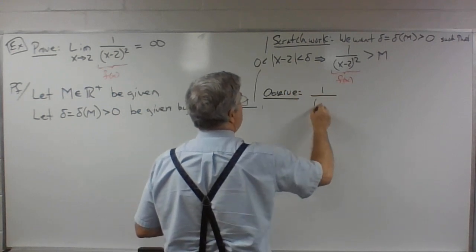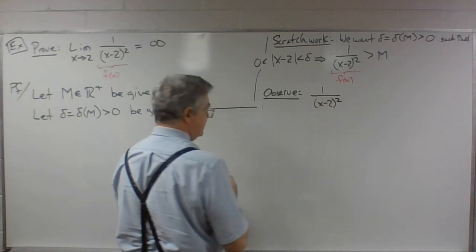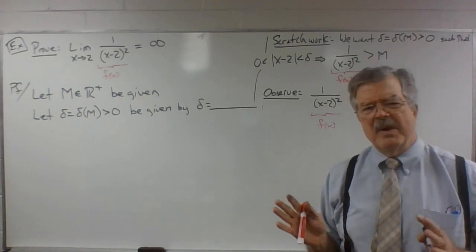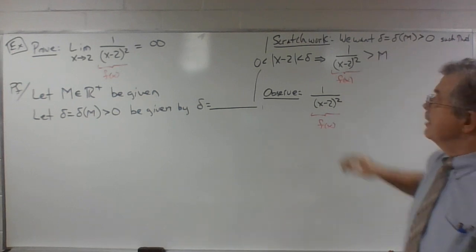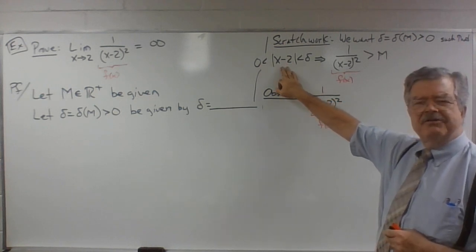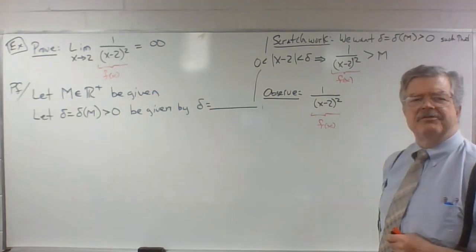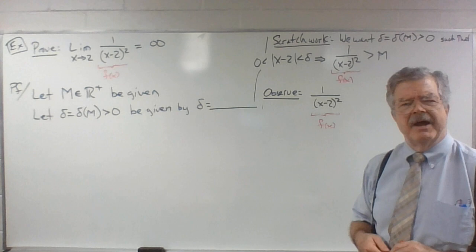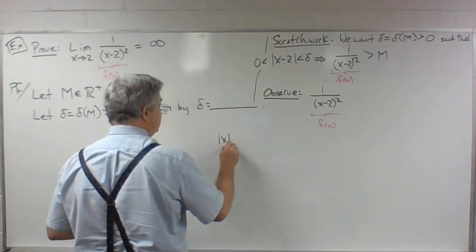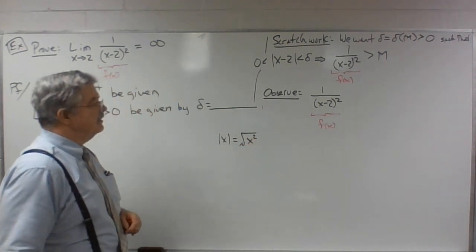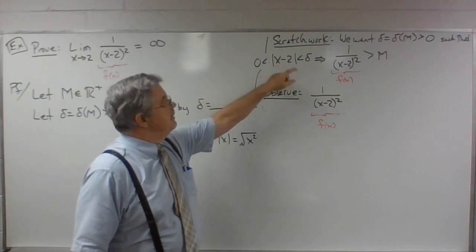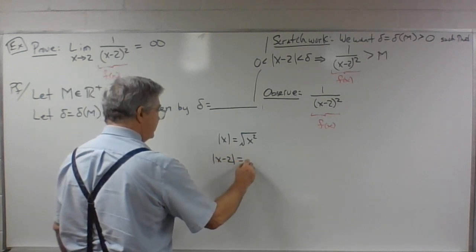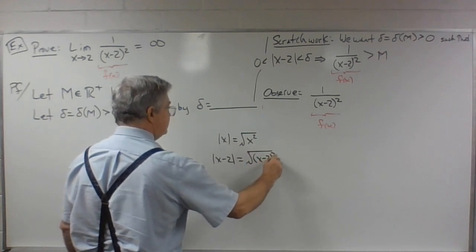Here's our f(x), 1 over (x - 2) squared. And right at the outset, there are a couple of ways that we can go. Our proof should involve the absolute value of x - 2. And what we have here is (x - 2) squared. Well, wait a minute. We had two definitions of absolute value of x, right? And one of the definitions is that the absolute value of x is the square root of x squared. Well, we want the absolute value of x - 2, and we have (x - 2) squared. So let's see. The absolute value of x - 2 is the square root of (x - 2) squared.